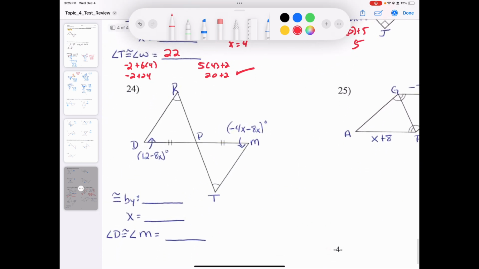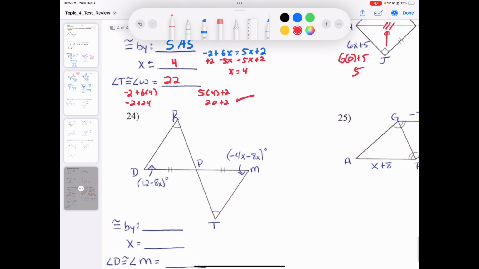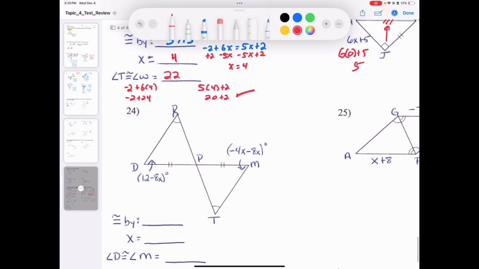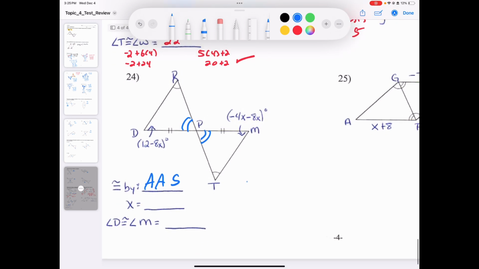Number 24. Mark our vertical angles. If I would actually be writing. Mark my vertical angles. So I've got an angle, and a side. It's not included. So angle, angle, side.